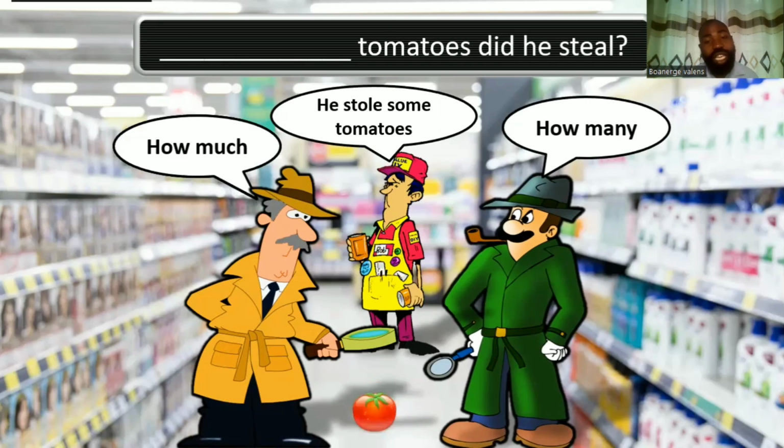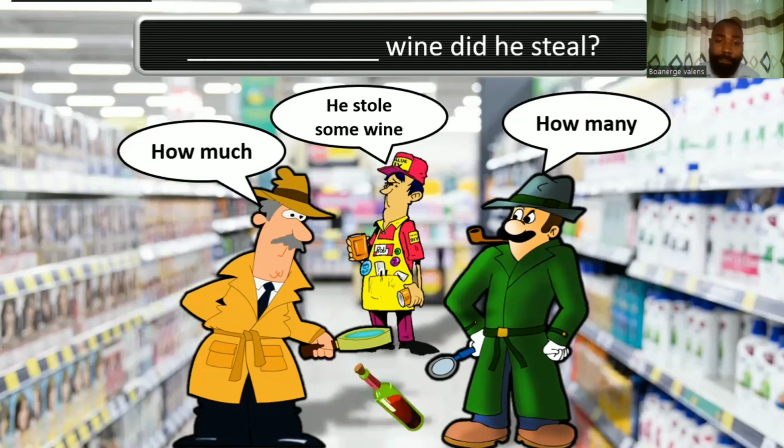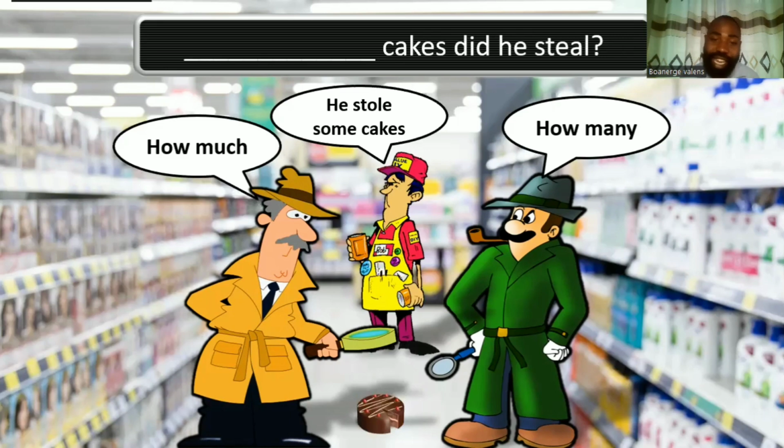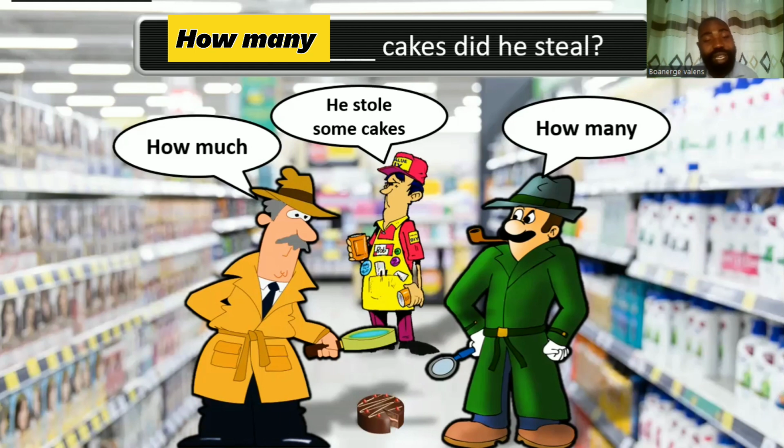Next one is tomatoes. Still here we have: how many tomatoes did he steal? He stole some tomatoes. He comes back and says he stole some wine. Here the answer is: how much wine did he steal? He stole some orange juice. It is: how much juice did he steal? He stole some cakes. Here it is: how many cakes did he steal?